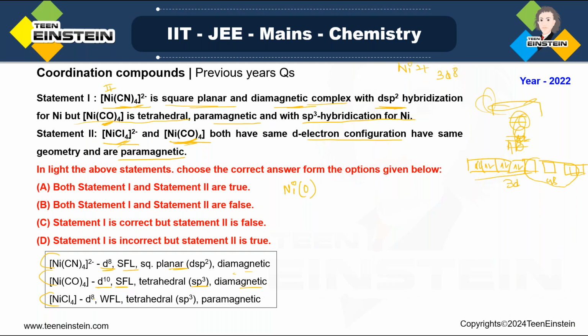It is d10. And NiCl4 is d8 because it is 2 plus. It is tetrahedral. So see, both are paramagnetic is not correct, but it is tetrahedral. This point is the same for both these complexes, but this part is not the same. So both the statements are basically false. So option B will be the correct option.